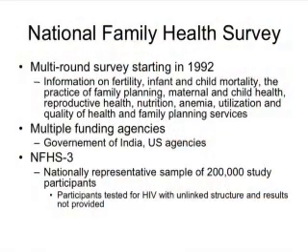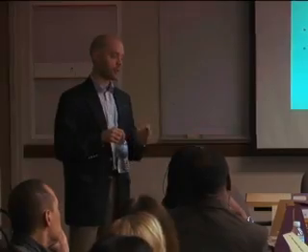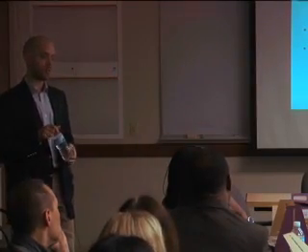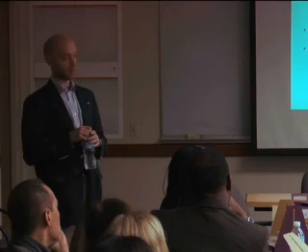Let me give an example of the National Family Health Survey, which is a multi-round survey that started in 1992 in India, and it gathers a lot of information especially on child and mother health. There are multiple funding agencies, including U.S. agencies. Right now they're on National Family Health Survey number 3, which was done a couple of years back, with a nationally representative sample of 200,000 study participants. The participants were tested for HIV with an unlinked structure and results not provided.